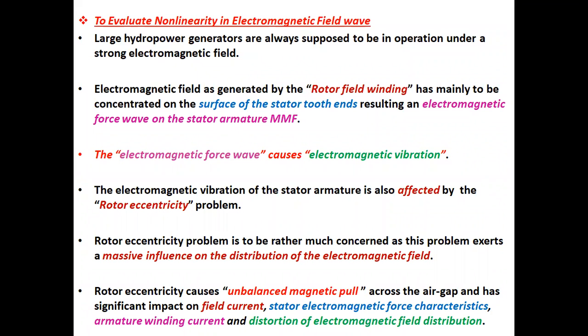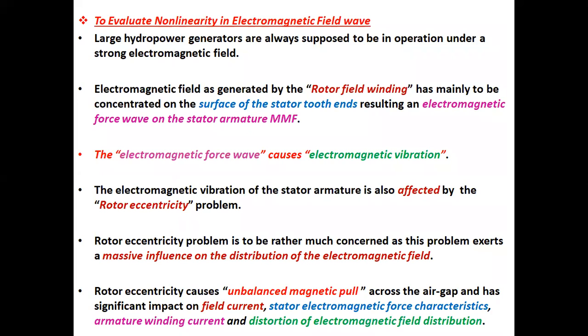Let's start with evaluating nonlinearity in the electromagnetic field wave. Large hydropower generators are always supposed to be in operation under a strong electromagnetic field. The electromagnetic field generated by the rotor field winding has mainly to be concentrated on the surface of the stator tooth ends, resulting in an electromagnetic force wave on the stator armature MMF. The electromagnetic force wave causes electromagnetic vibration.